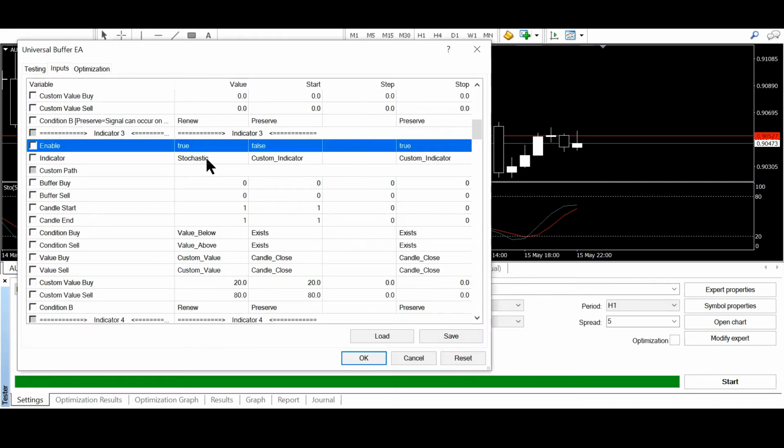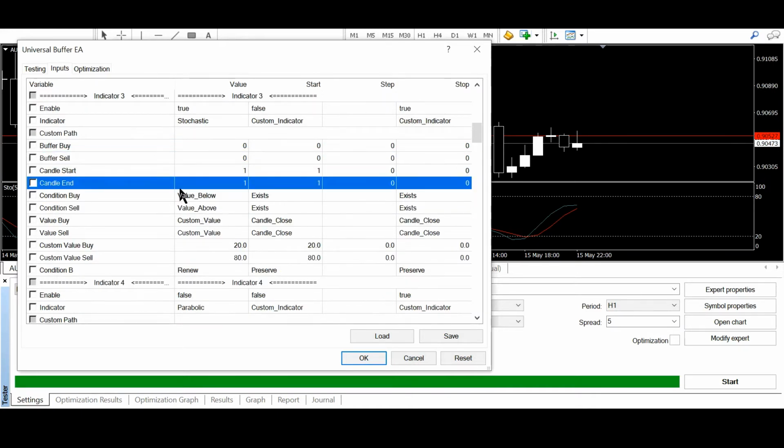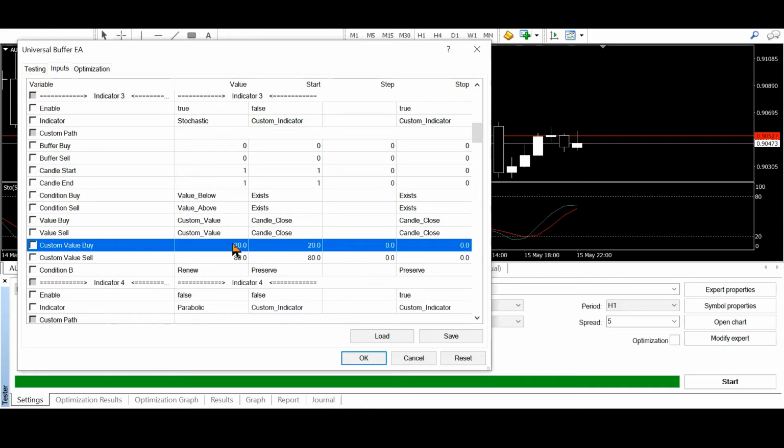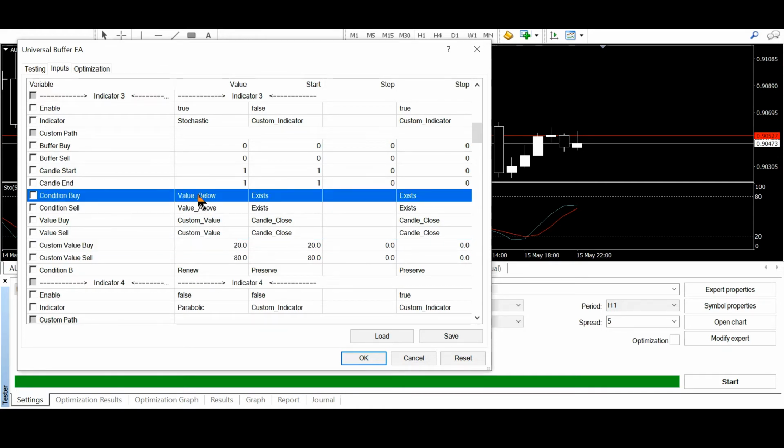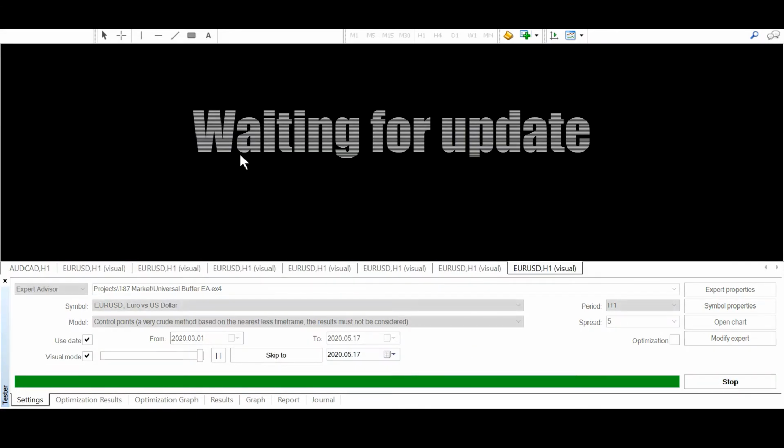I enable this indicator. Buffer buy, buffer sell is the position 0. Now, if 20 is below the blue line, then a buy trade should be opened, and vice versa for sell trades. Press OK and start.